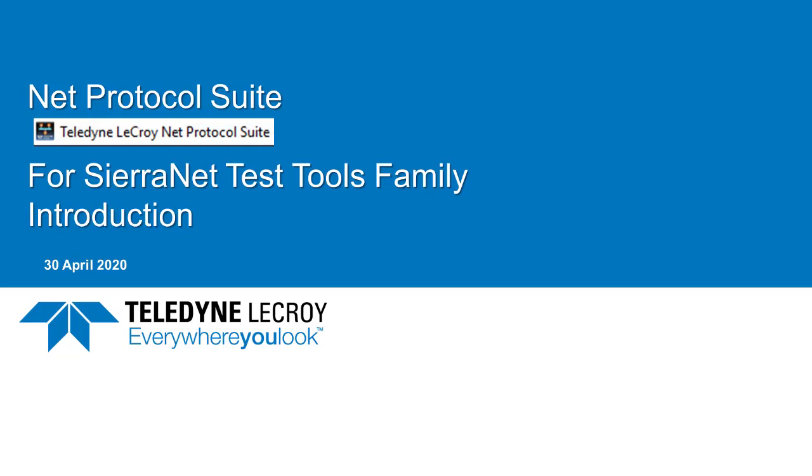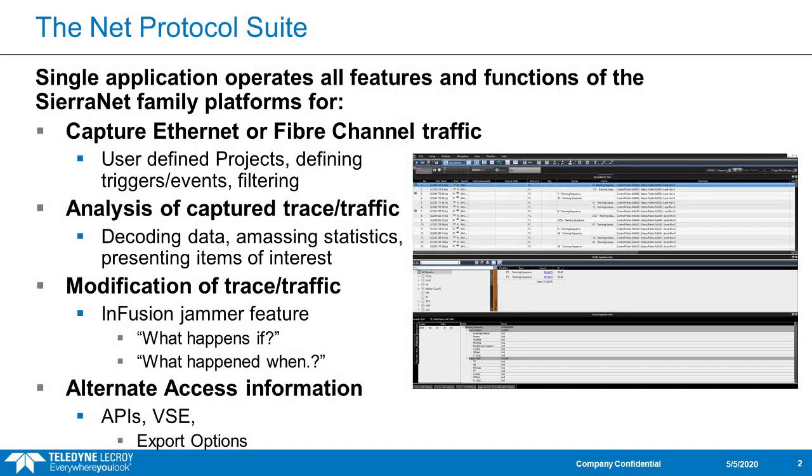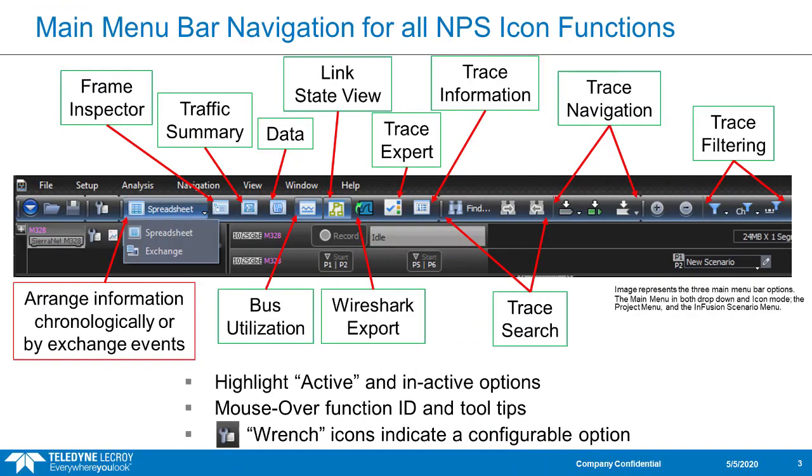In this video, I'll be introducing the viewer to the Net Protocol Suite software. The Net Protocol Suite, or NPS, software operates all the features and functions of the SierraNet family platforms. The NPS software allows users to capture, analyze, modify, and share the traffic and information of the link or links under observation. This video will focus on the main menu features and understanding navigation of the software, share with you the optional views, configurations, and settings.